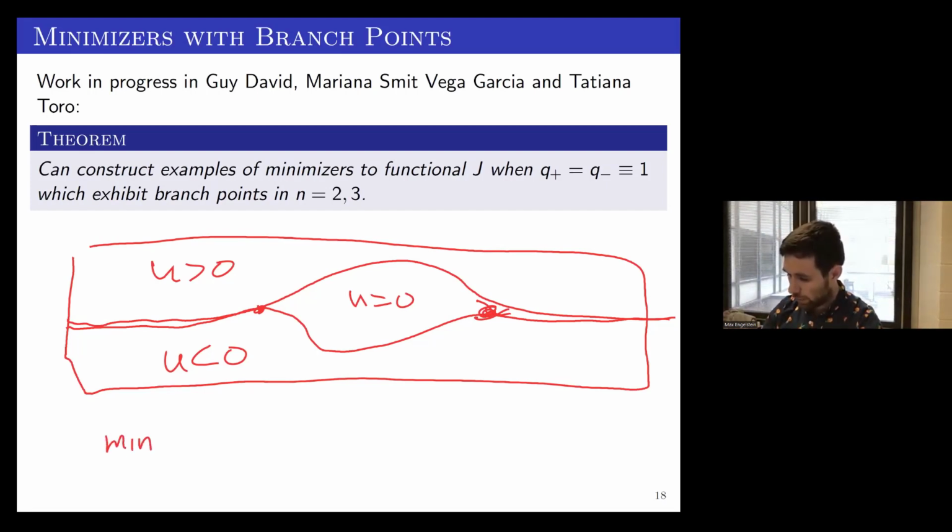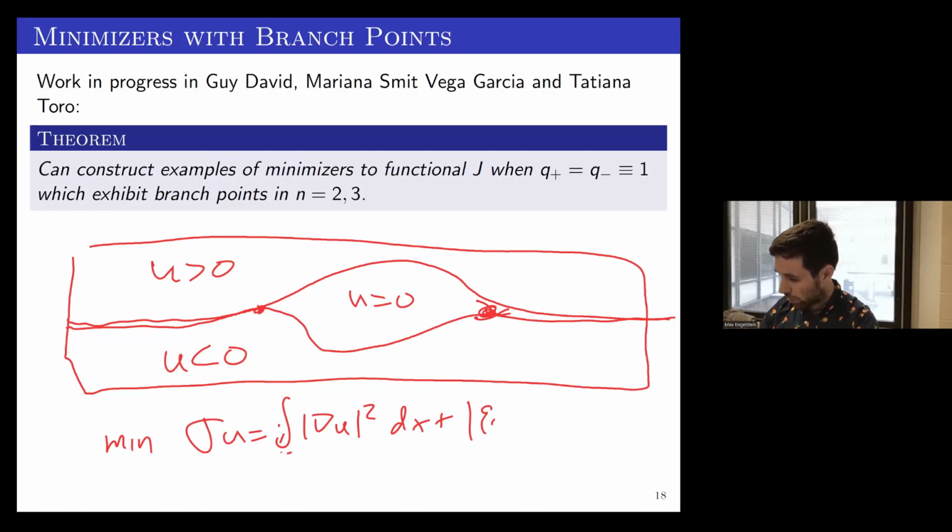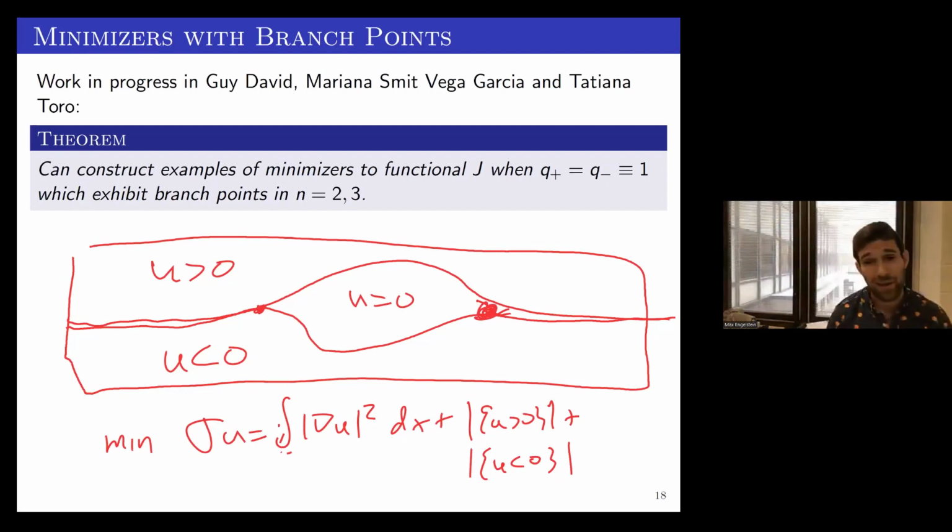So this is a minimizer to J of u, which is the integral of the gradient of u squared dx plus the volume of where u is bigger than 0 plus the volume of where u is smaller than 0. And the key tool we use to show the existence of these branch points is Dahlberg's theorem for the absolute continuity of harmonic measure with respect to surface measure in Lipschitz domains. So we thought that was kind of cool, that we could use harmonic analysis and GMT techniques again to prove this type of existence.